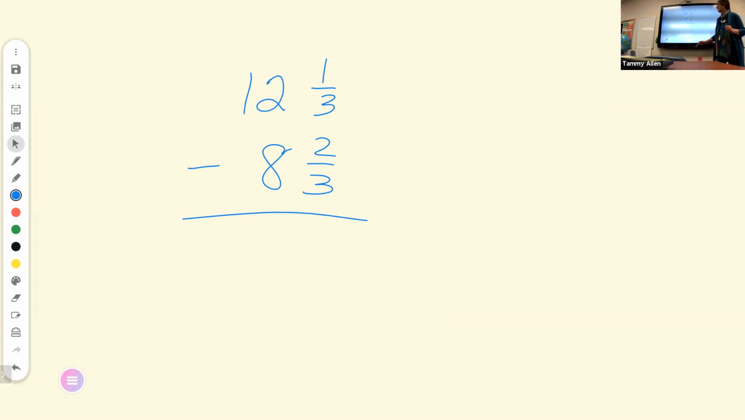Second problem. Yes, Eduardo. I couldn't get picture form, but now that I see the number form, I get it. Okay. All right. I'm glad you're getting it.